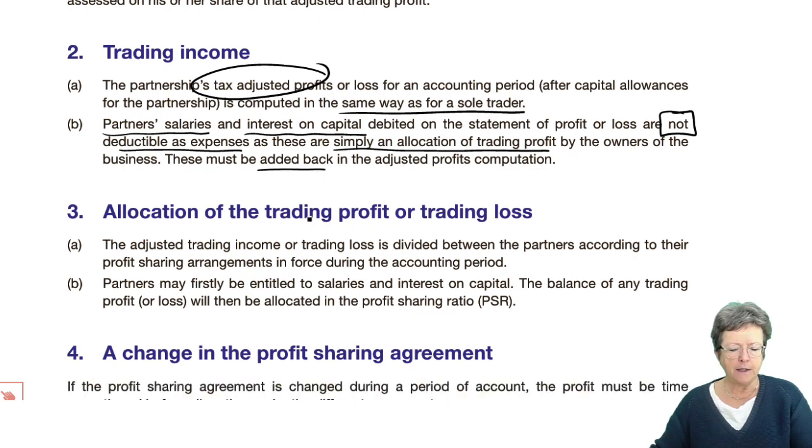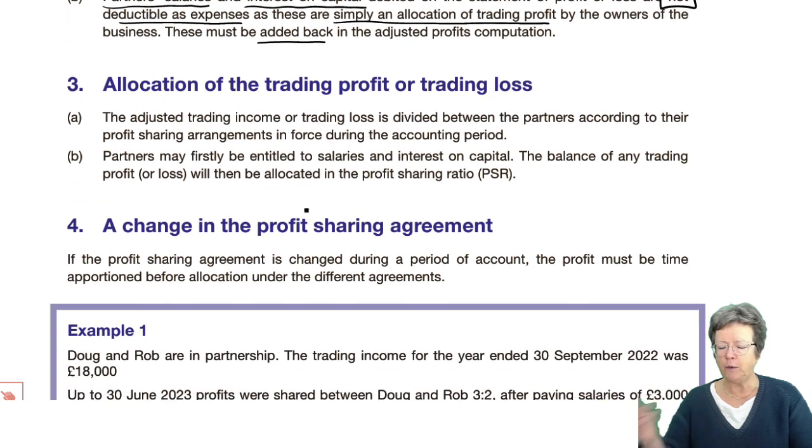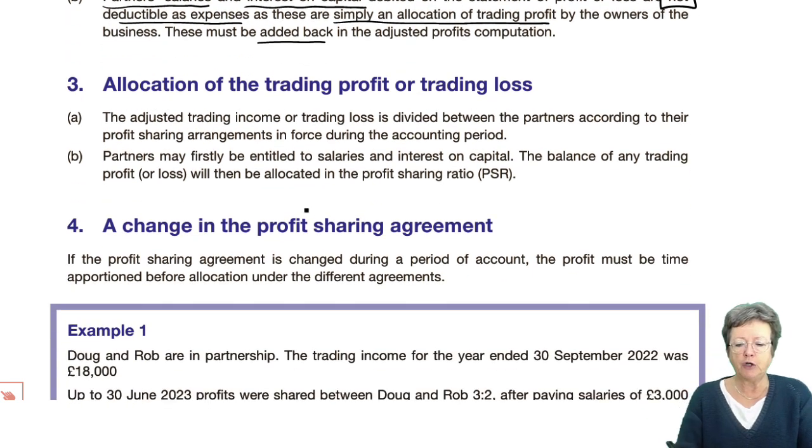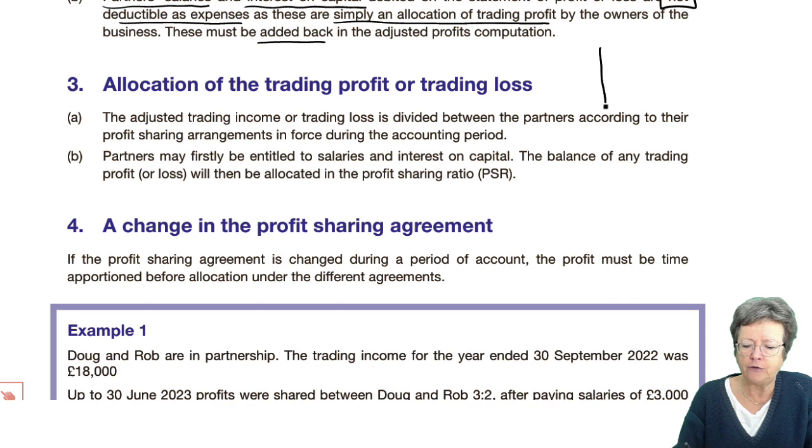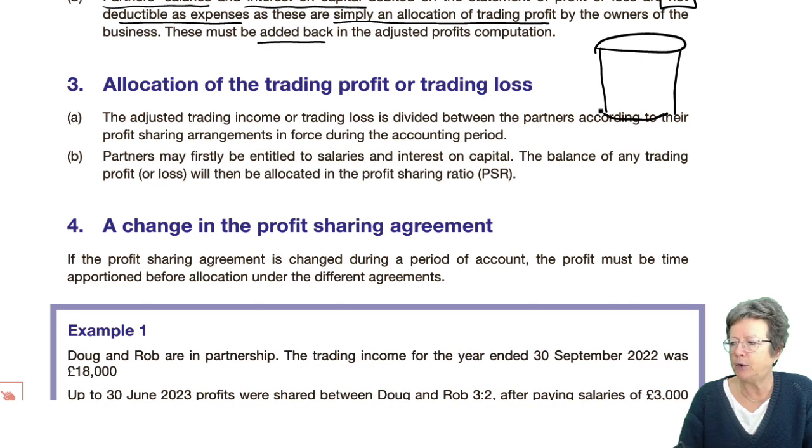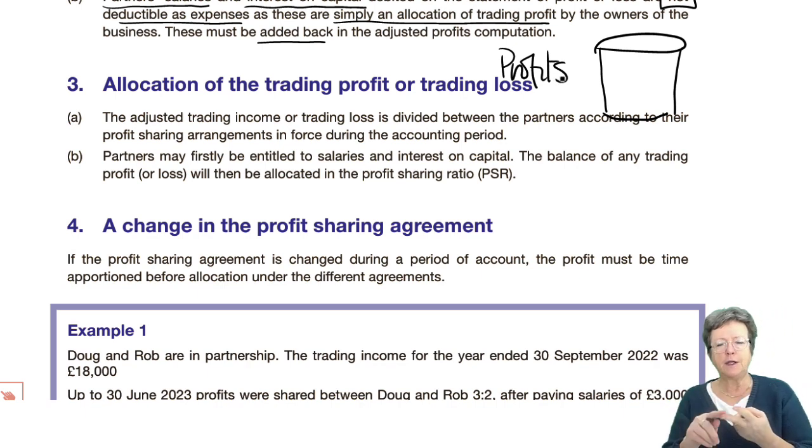Now, the allocation of that. So what we've got here is a partnership. I liken this to a bucket. Okay, we have a bucket, and in that bucket is all the profits. You've adjusted them, you've done the capital allowances, and you've done the basis period, so you know what's going to be assessed on each individual partner in this tax year. So these are the profits for a tax year.